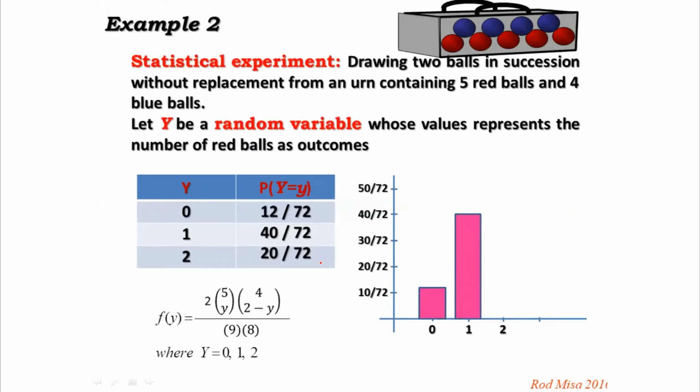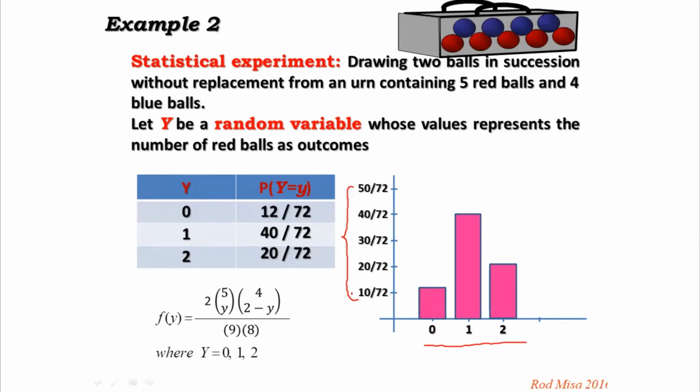But for the random variable 1, the bar must have a height of 40 over 72, while the random variable 2 is having a height of 20 over 72, since its probability is 20 over 72. So you can see there three representations for this statistical experiment. You can represent the probability distribution through a table, through a formula, or a bar graph here, where the values in the x-axis are the values of the random variable, and the values in the y-axis are its corresponding probabilities.